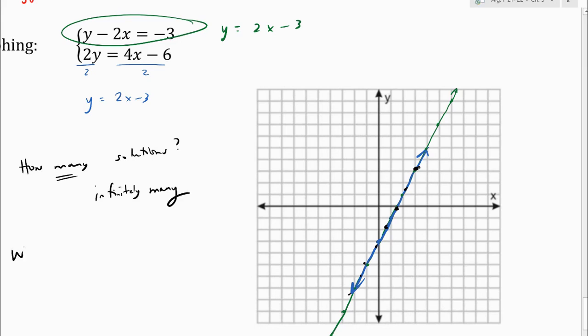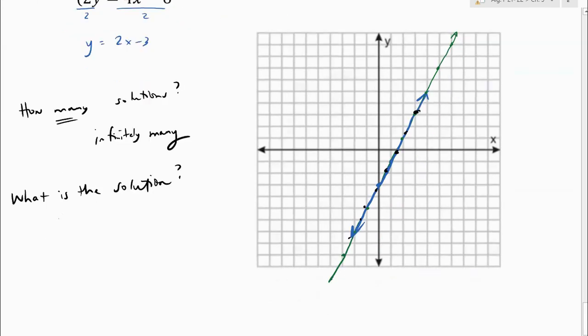But if I said, what is the solution? You can't just say everything works because, that point right there, not a solution. So you can't just say it's all the points. It was all the points on the line. So it's any ordered pair that satisfies y equals 2x minus 3.